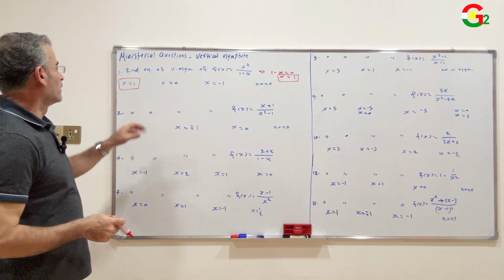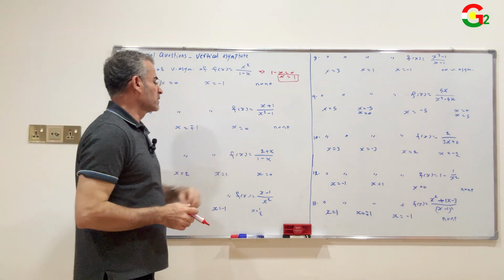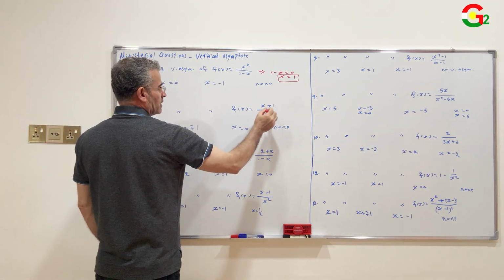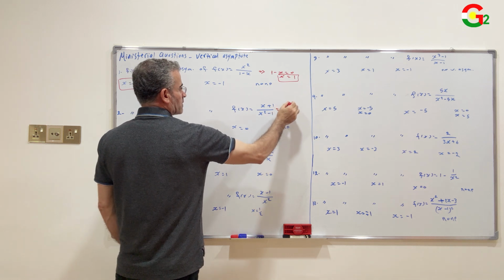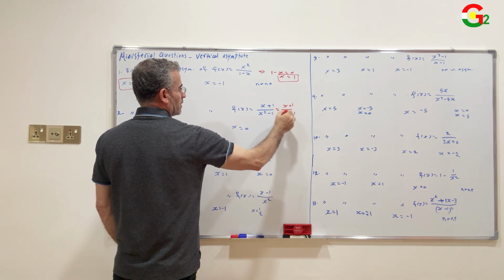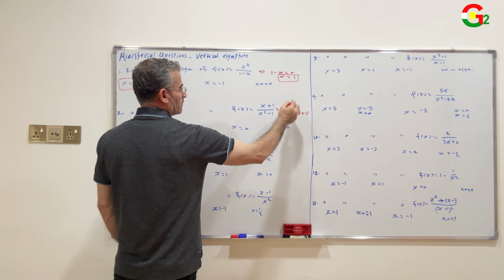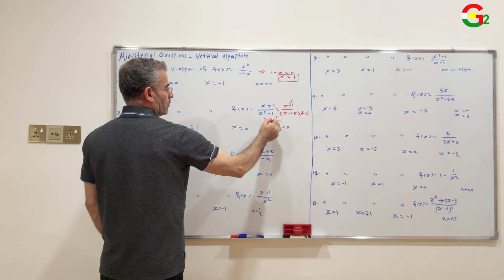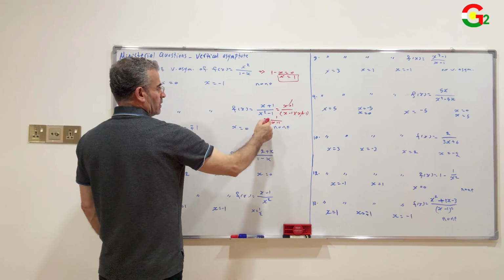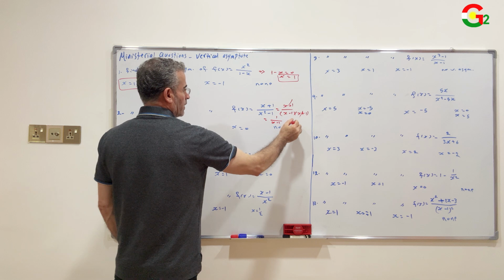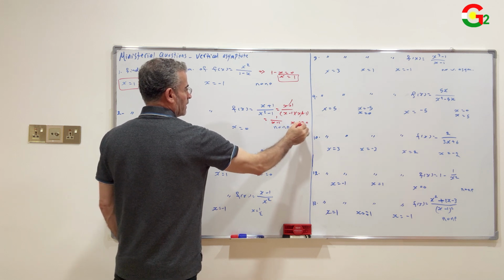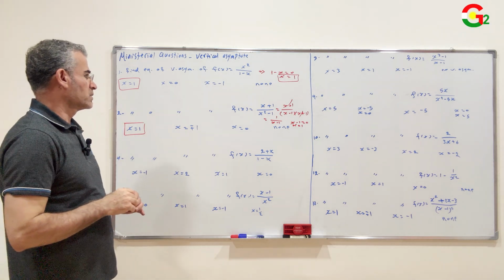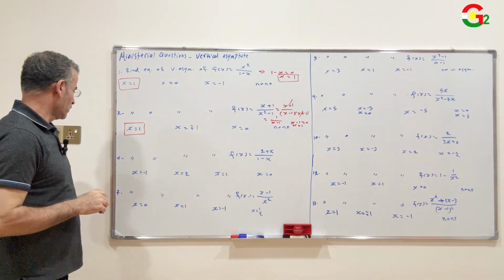Number 2, find the equation of the vertical asymptote of this function. Also, I cannot simplify this function. I'll write x plus 1 over x minus 1 over x plus 1, a difference of 2 squares. Reduce x plus 1 with x plus 1. The function will be 1 over x minus 1. Then x minus 1 equals 0. The vertical asymptote is x equals 1, since 1 does not make the numerator 0. The right choice is also A.